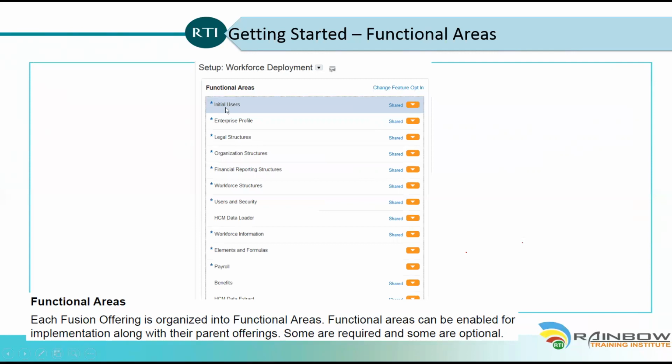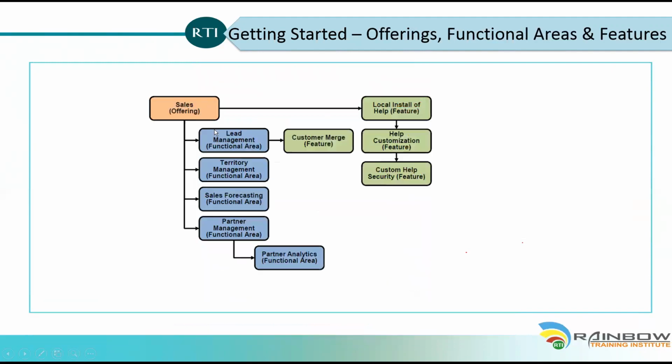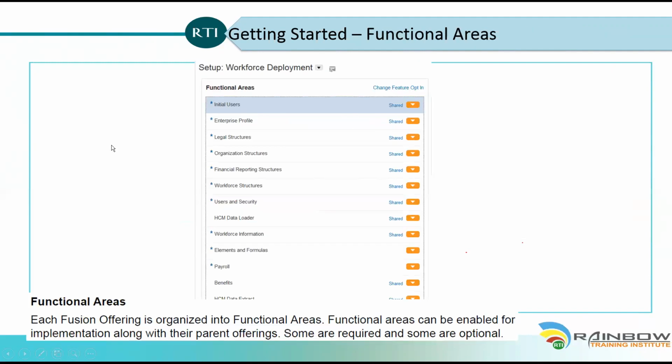Okay. Let us say initial users is one functional area to implement this HR project. Initial users means we have to load the employees into the application. That is the must thing to do. And then we have to create the enterprise, create legal structures, and create organizational structures. So we have to do all that.